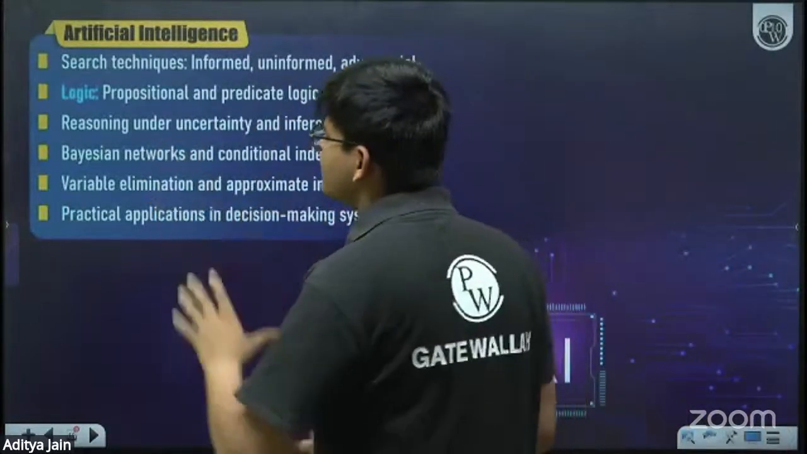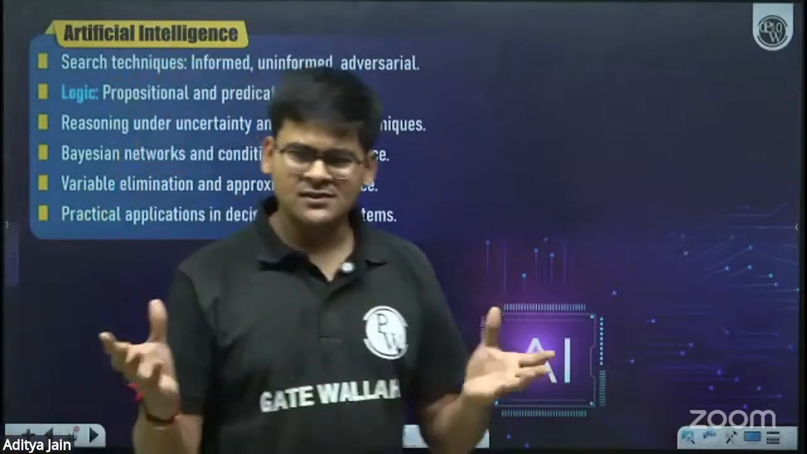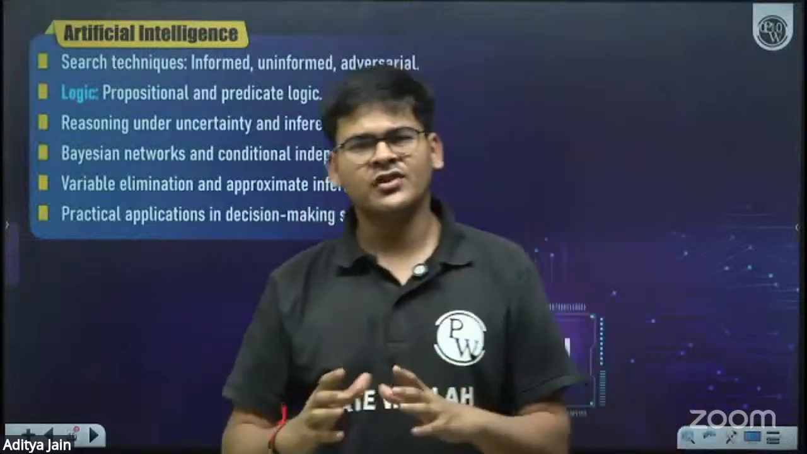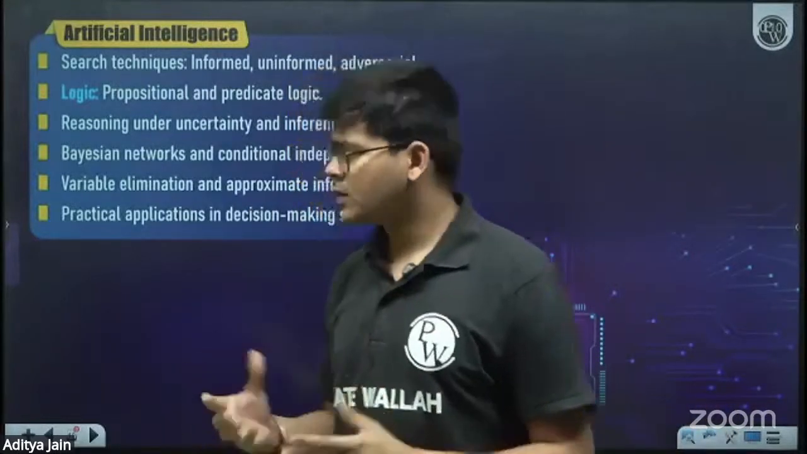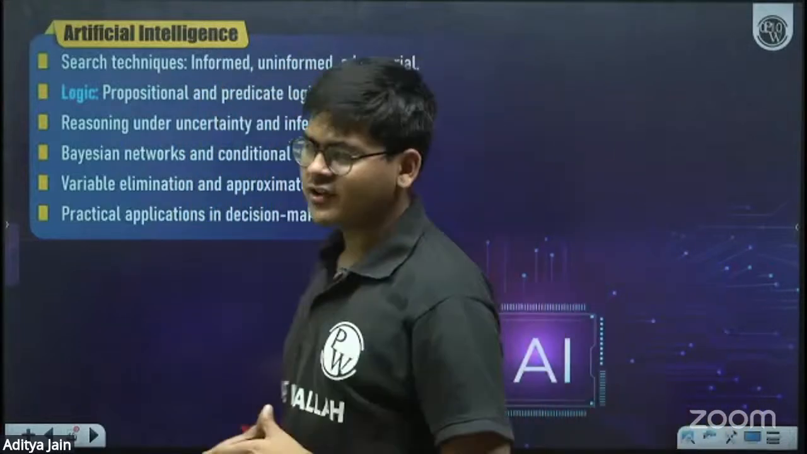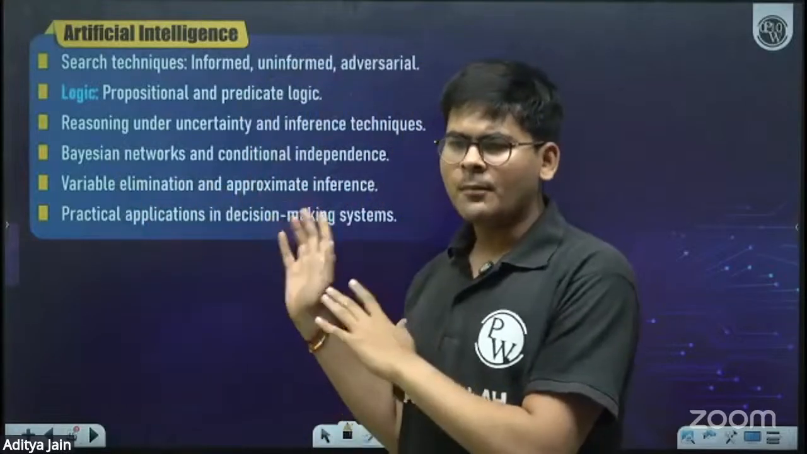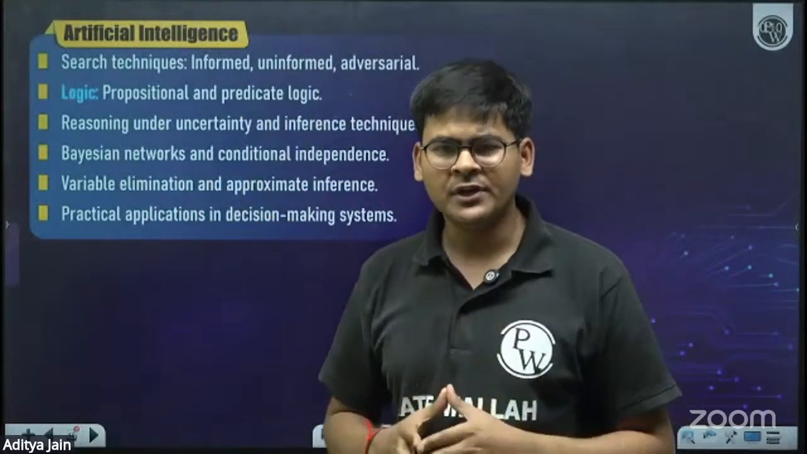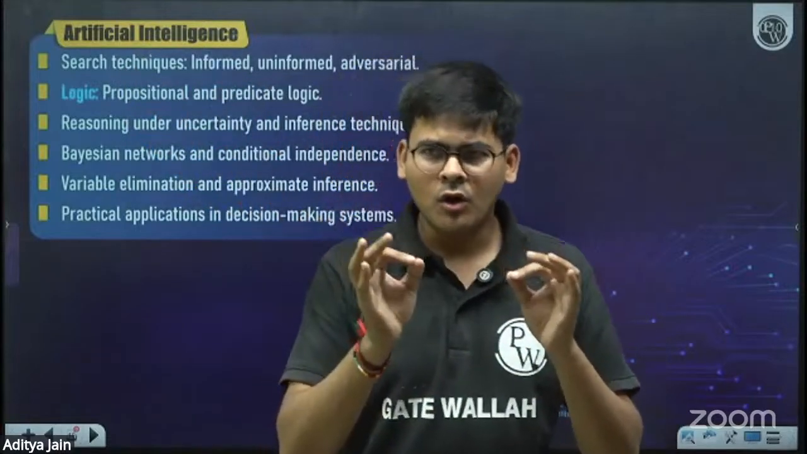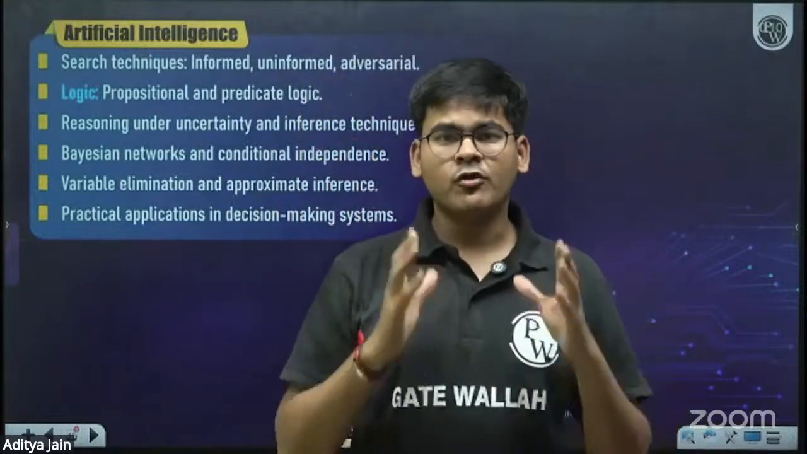Moving ahead, talking about artificial intelligence. In the GATE paper, both of these are separate subjects. But if you go to industry, data science and AI are both considered in the same bucket in day-to-day work. Artificial intelligence is about search techniques: informed, uninformed, and adversarial search. It carries very high weightage. We'll talk about this year's weightage in a while. In general, artificial intelligence carries a lot of weight. Although this year it was not that high, it is still a very important topic from the GATE DA perspective.